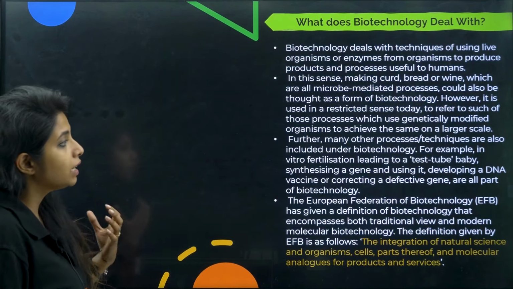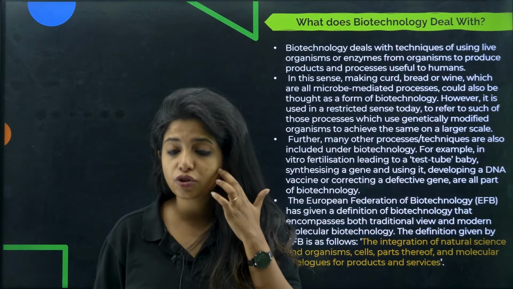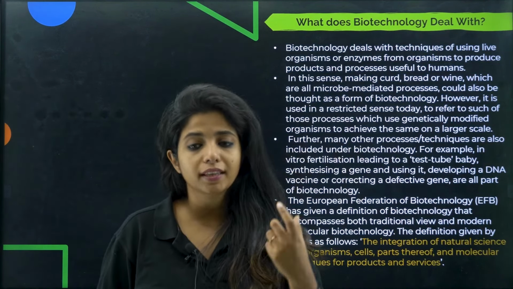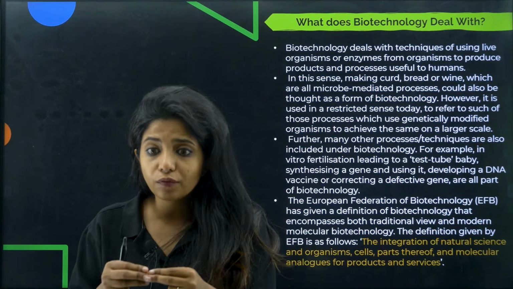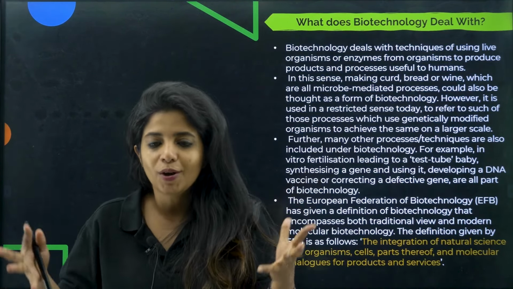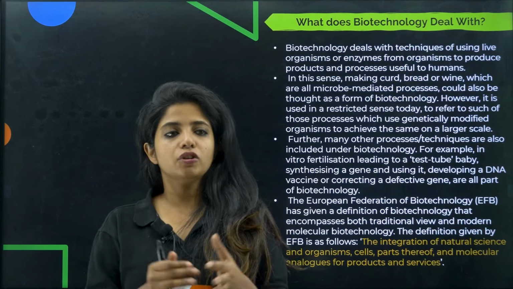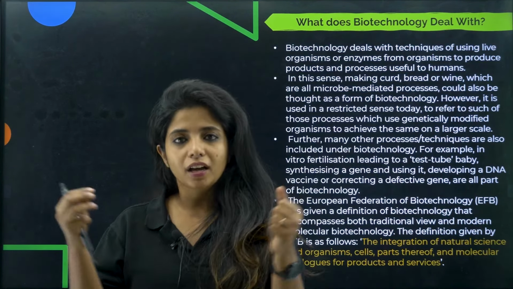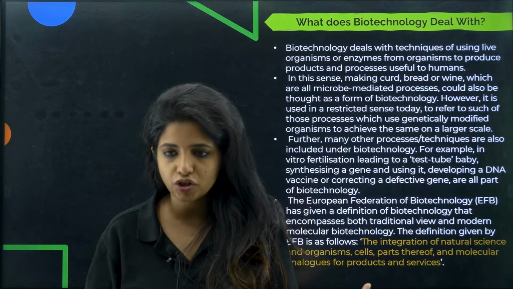For example, in vitro fertilization leading to a test tube baby. So over there also, what are you doing, children? In vitro fertilization, you are taking the egg and the sperm outside. In the laboratory conditions, you are making them fuse. Again, this is not something natural. Over here also, you need technological aspects, right? Is it occurring naturally? You don't sit and watch the sperm and the egg coming together and forming the zygote. Is it so? No. So this is also biotechnology.